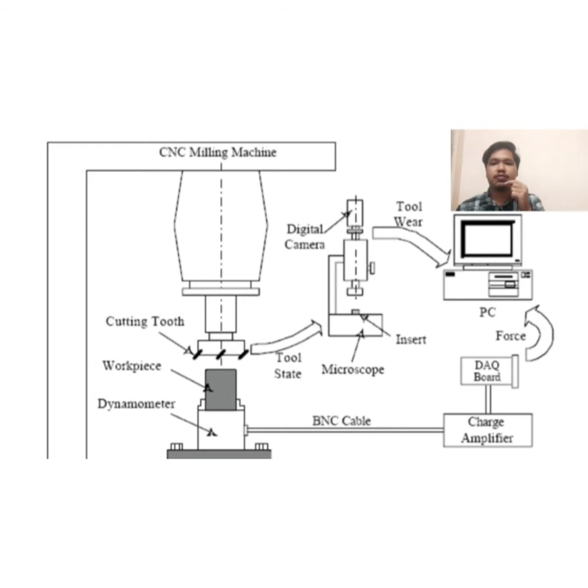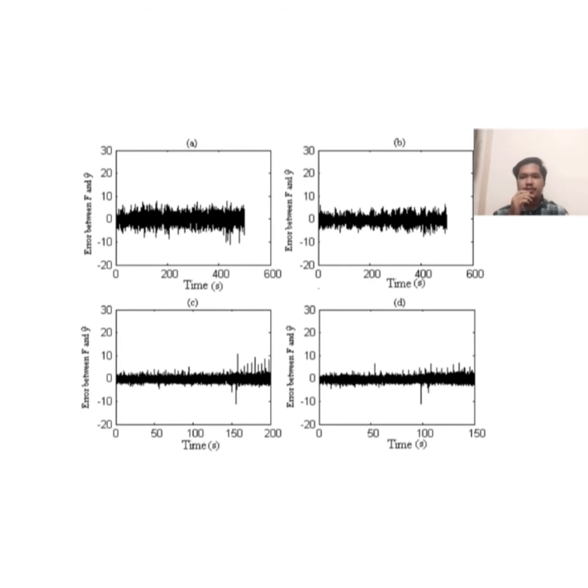The figure above is the CNC machine. You can see the dynamometer is put at the bottom of the machine, so it can measure the torque and the rotational speed. Then we ran the experiment several times with different parameters, which are spindle speed, feed rate, and depth of cut.